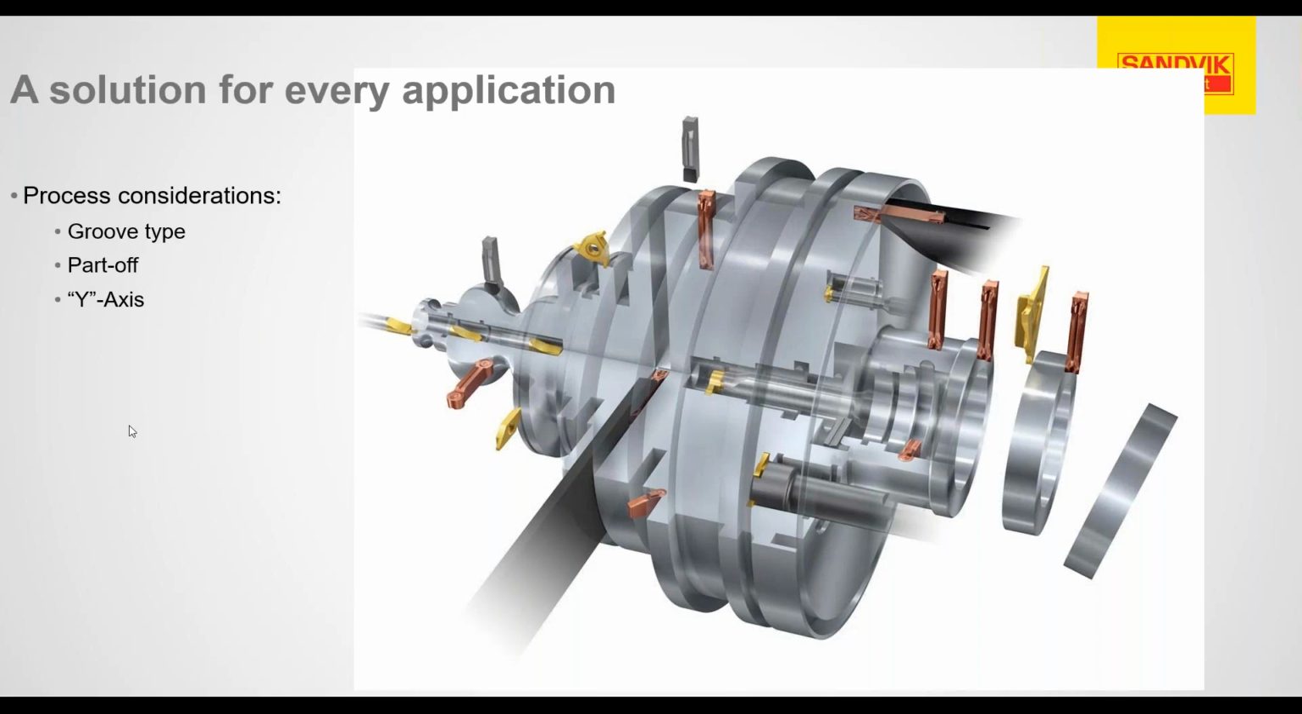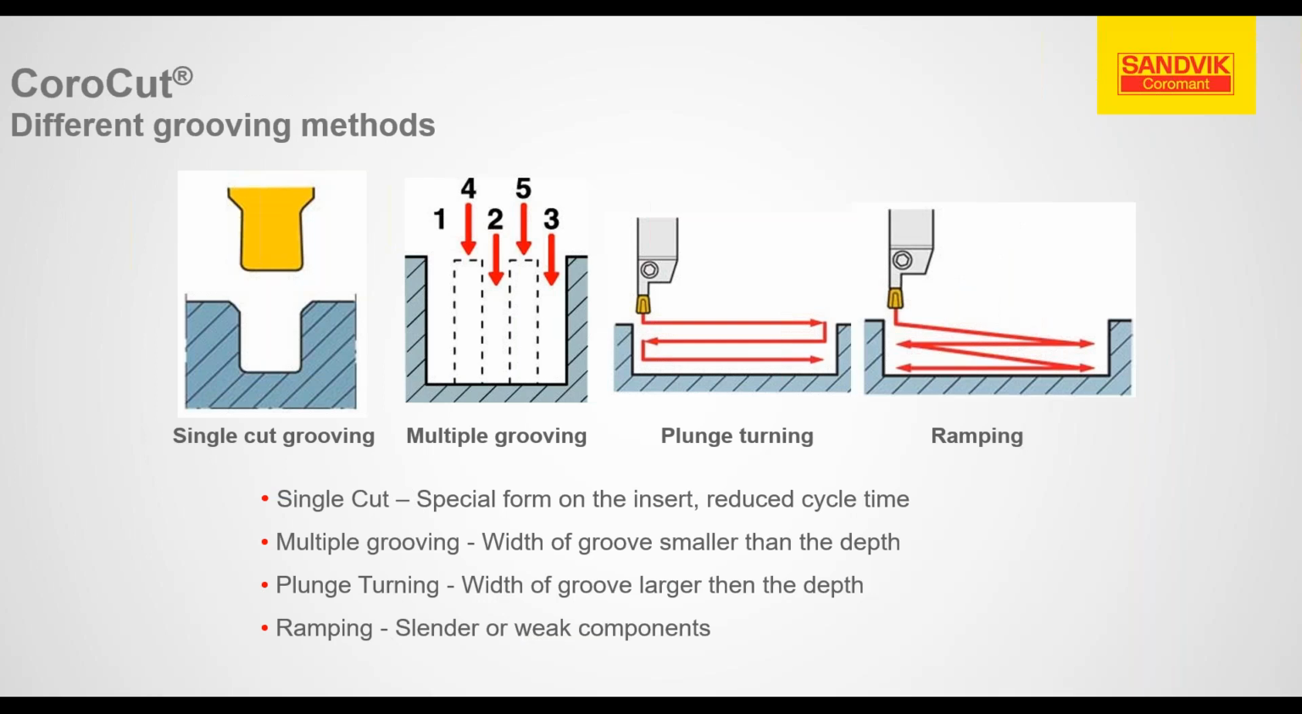So we're going to continue talking about different groove types, part off and y-axis. As you can see here in this illustration, Sandvik Coromant has quite a few grooving options, both internally and externally. As Kevin had stated, there's different ways to do this. There's a single cut groove. There's the multiple, where you're going to use the step over, or possibly do the alternating plunge. There's plunge turning and then ramping.